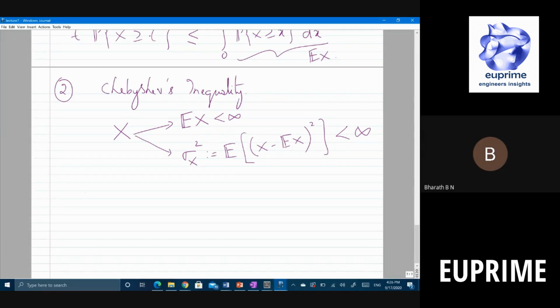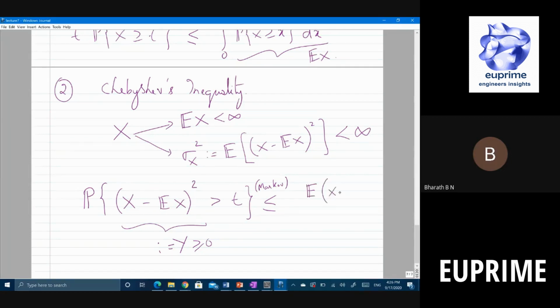Now, let's look at the following. So probability, okay, let me write this, x minus expected value of x. Now, I can take the square of this, right? Let me call this random variable y. What can you say about y? Definitely positive, right? So this greater than t, for example. Now I can apply Markov, because it's a positive random variable. Expected value of (x minus expected value of x) whole squared divided by t. Is that fine? This is true for all t greater than 0.